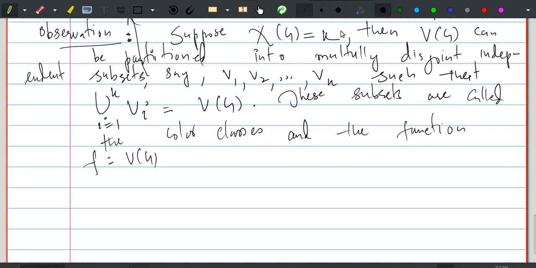So here in this observation, G is given to be k chromatic, so we have used k colors. So this function from V(G) to this set having k elements is called the color function.